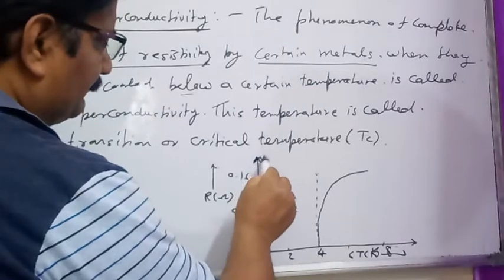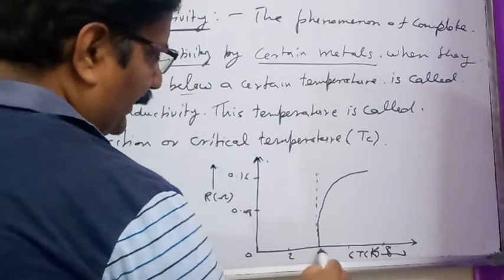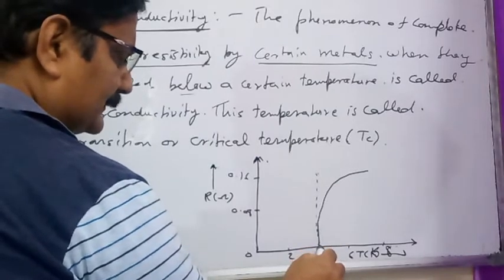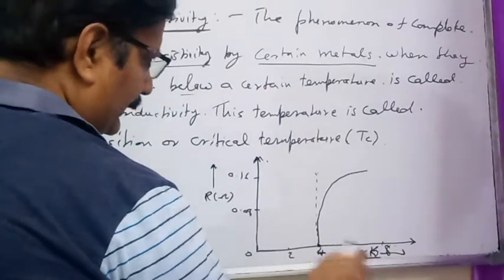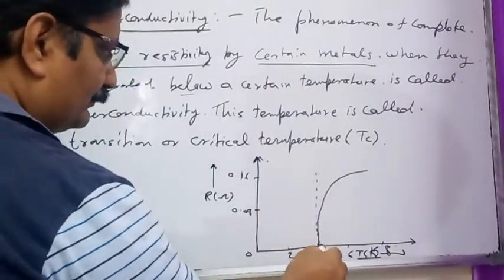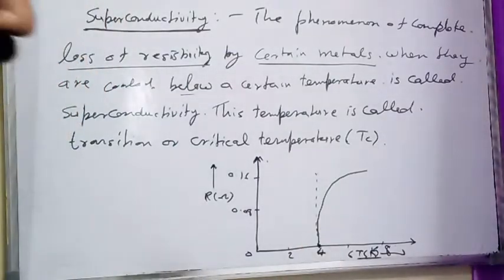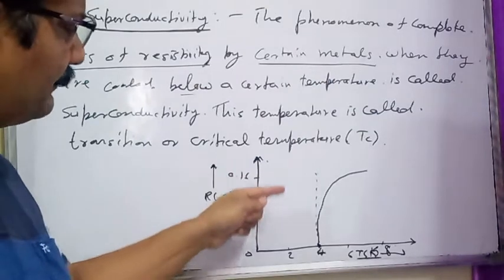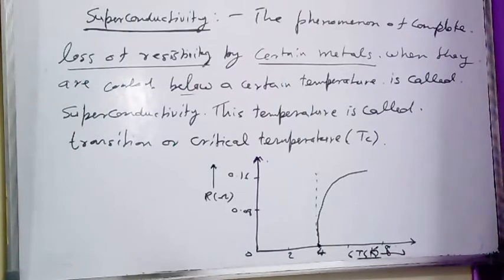For example, if we plot a graph between the absolute temperature of mercury and its resistance, you can see that at 4 degrees Kelvin, the resistance of mercury reduces to zero and it starts behaving as a superconductor. So superconductivity is the loss of resistivity or resistance by a metal at a particular temperature, where the metal starts behaving as a superconductor.